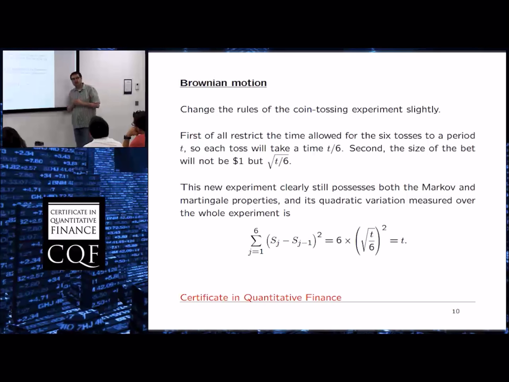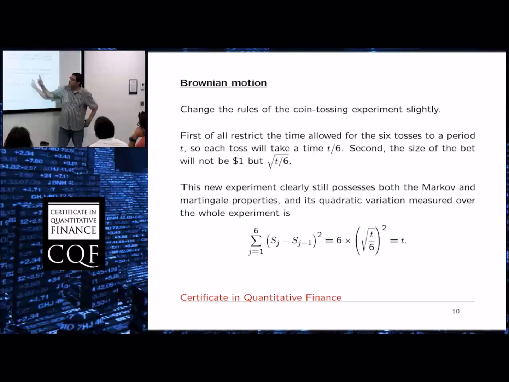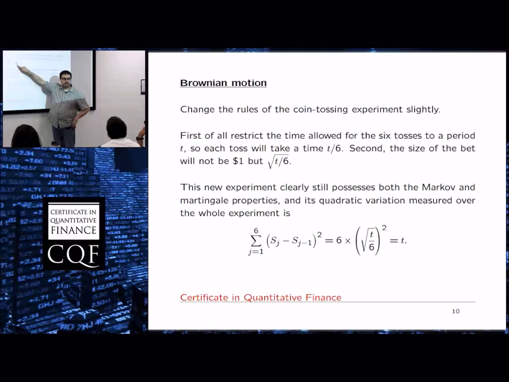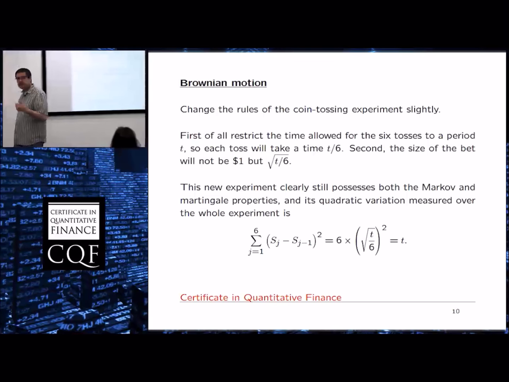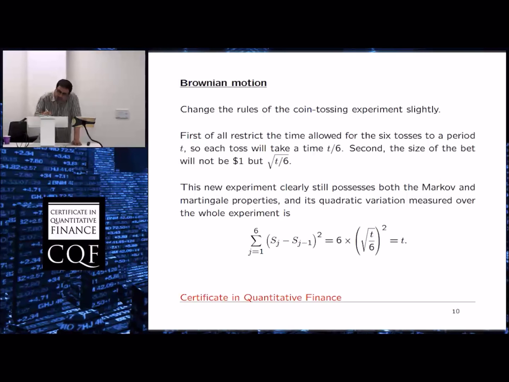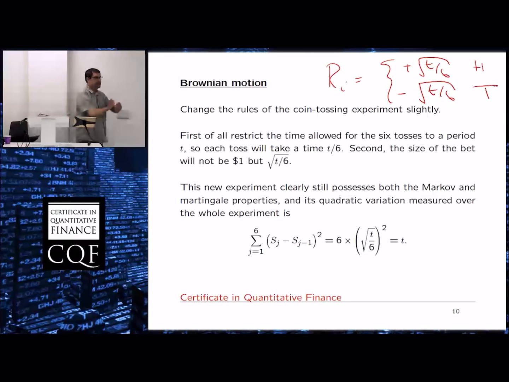We choose a time, t, and we play the game in that time t, which means that if we were to do 6 tosses, first of all, each toss would be done in a time t/6, and the bet size now needs to change also. No longer plus minus 1, it's now going to be plus minus root t/6. Right? So there's 6 tosses in this game. So the bet size is either going to be plus root t/6 or minus root t/6. In other words, Ri now is equal to plus root t/6 if it's a head, and minus root t/6 if it's a tail. Happy with that?